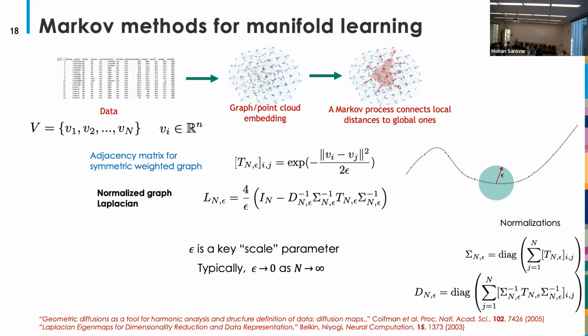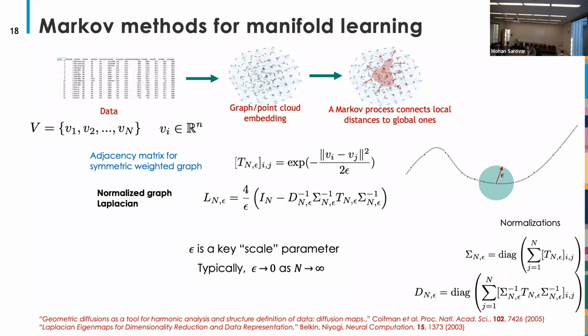And then what you define is a normalized graph Laplacian. So what does this thing look like? It's basically just identity minus this matrix, but it's suitably normalized. So these sigma matrices and these D matrices are just normalizations of that T and epsilon matrix. This is just a way to normalize the edge weights. But you can just think of it as 1 minus T. And so this is like a graph Laplacian for this matrix, for this graph.